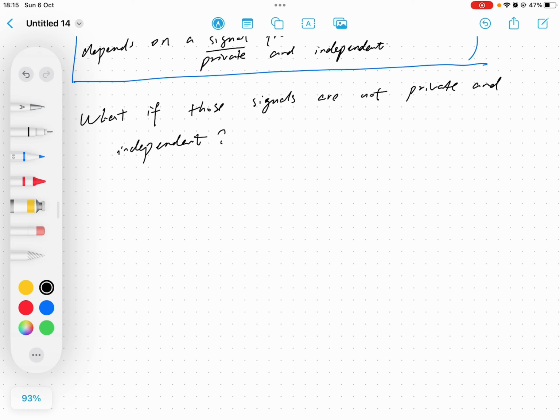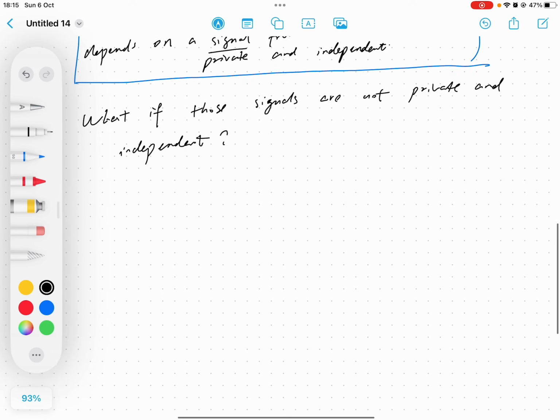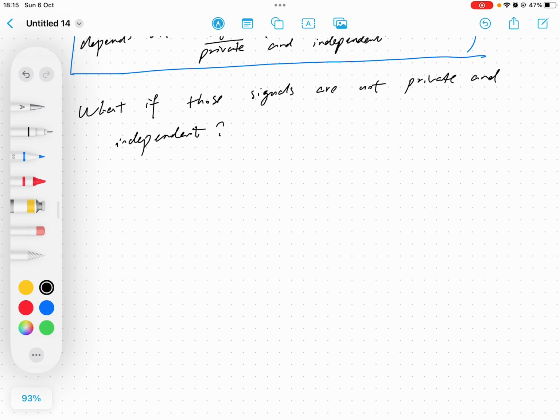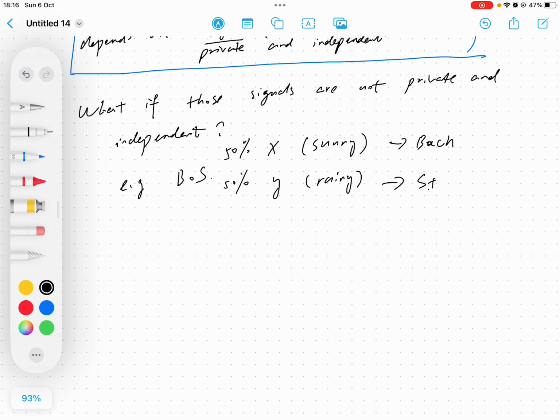Now let's just take some notes first, before we go ahead. So, for example, battle of the sexes. Let's say x, for example, sunny, and they all go to Bach. If, let's say, 50-50, this would be some signal observed by both people. This could be rainy, and they go to Stravinsky. So this is obviously a public signal, and it's perfectly correlated.